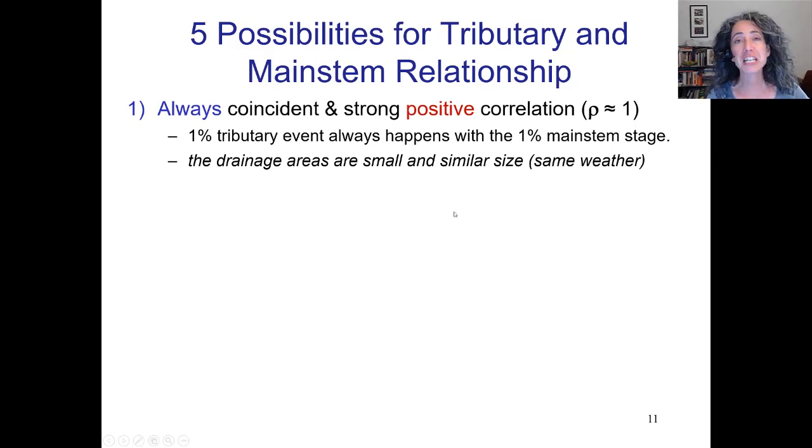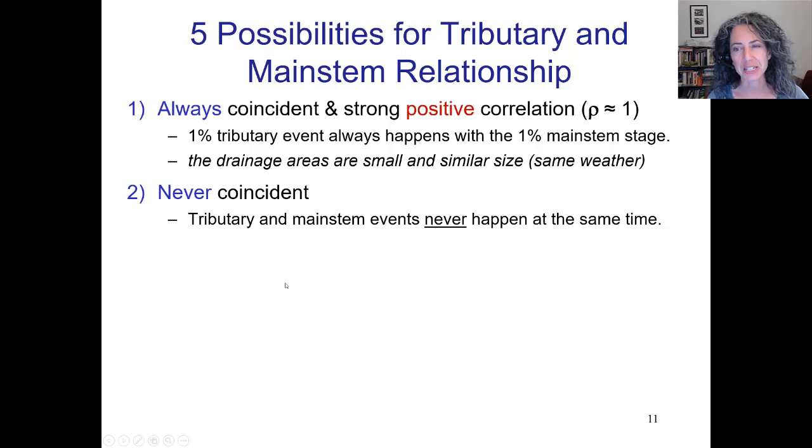All right, first is always coincident and a strong positive correlation, right? Maybe the 1% tributary event always happens with the 1% main stem stage. This can happen with drainage areas that are small and similar in size and experiencing the same weather. So they have the same extremes at the same times. Right, the next is never coincident, right? Maybe the tributary and main stem events never happen at the same time.